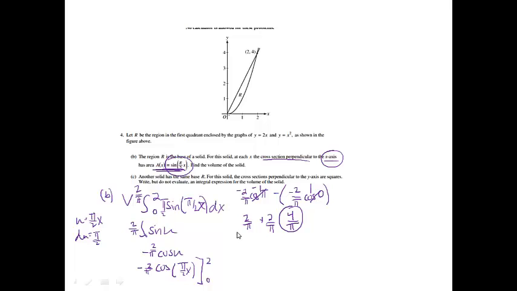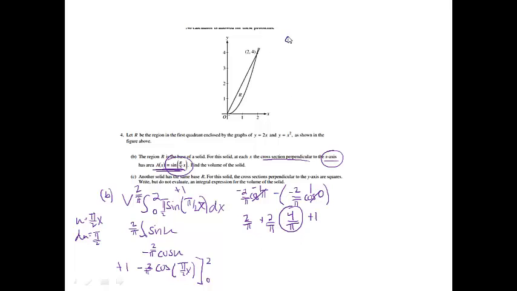This was again worth 3 points. If you have the sine of pi over 2 x inside, you get a point. If you have the correct integral, so you got negative 2 over pi cosine of pi over 2 x, you get a point. And then if you have the right answer, you're going to get another point.